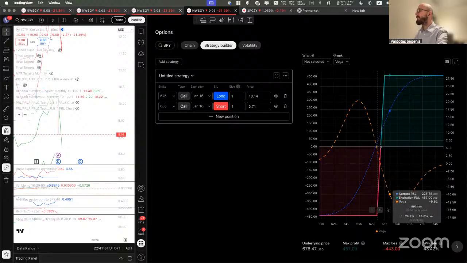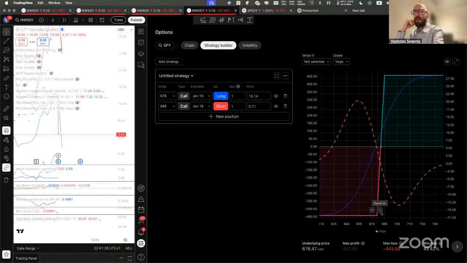But let's say you are right and your target is 685. Even if a stock doesn't go to 685, but let's say it goes to 682, 683, and then stops, you can still close that position for a profit because everything above your break even will start generating money. And of course, you are limiting your upside, but there is a reason why we do that.